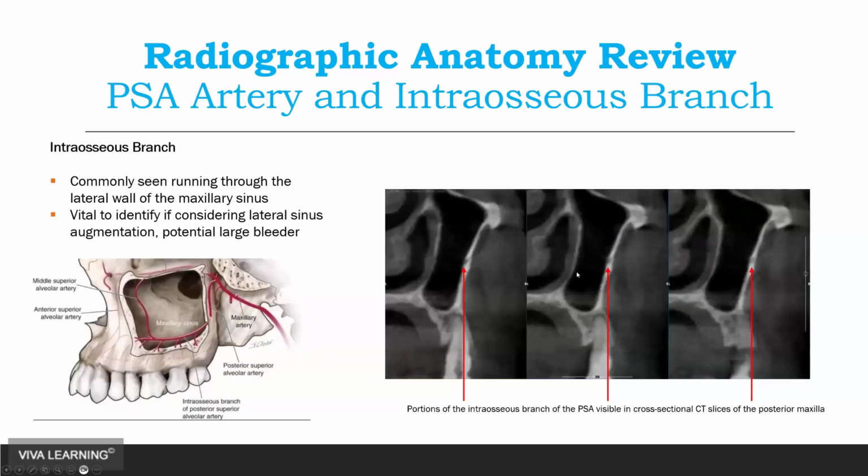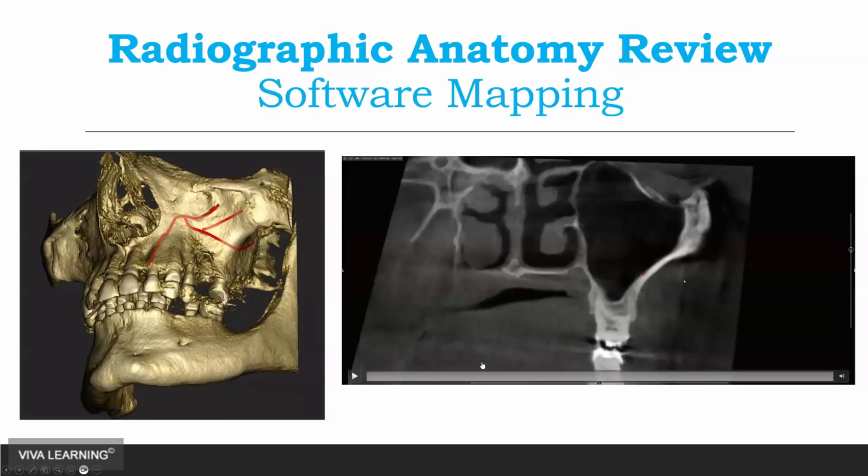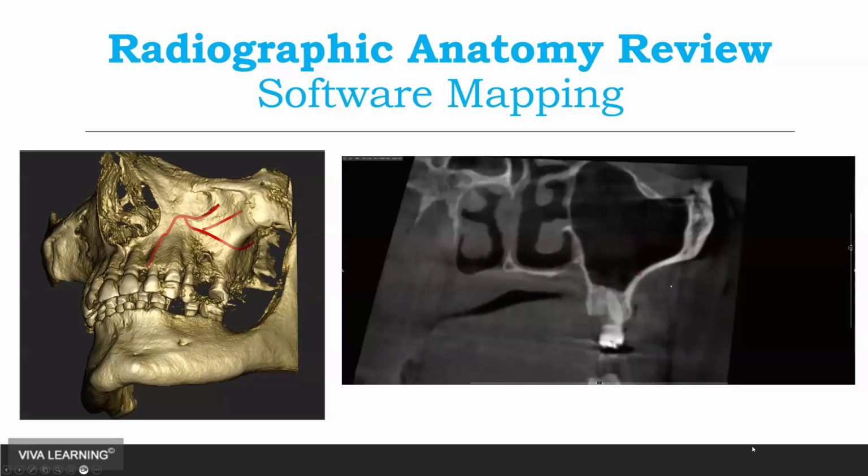Okay, we talked about this before, but here's a different version. This one's intraosseous. So this is the intraosseous branch of the PSA, and usually they're quite high in the lateral wall of the maxilla. Sometimes just anatomical differences or resorption. These might come into play if you end up doing lateral sinus lifts, and they can become an issue. You can map these things in the software.